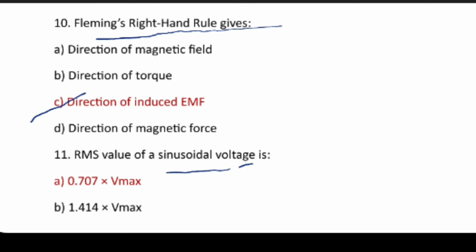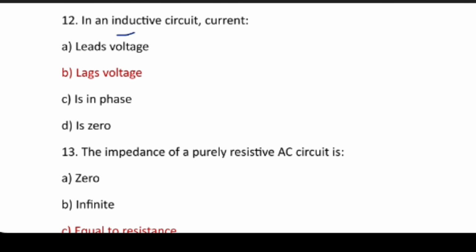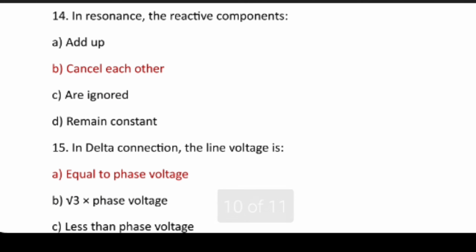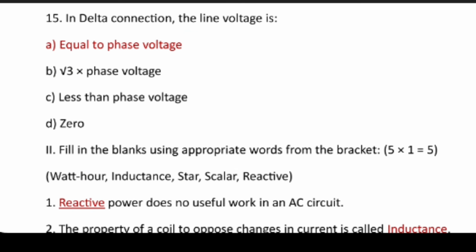RMS value of sinusoidal voltage is equal to option A, 0.701 Vmax. Next, in an inductive circuit, the current, option B, lags the voltage. Next, impedance of a purely resistive AC circuit, option B, is equal to the resistance. In resonance, the reactive components, option B, cancel each other. And 15th one, in delta connection, the line voltage equals the phase voltage.